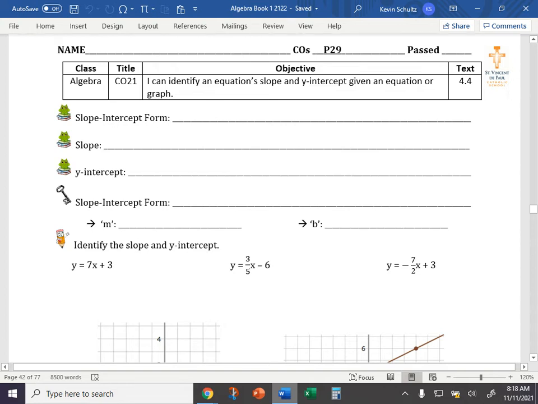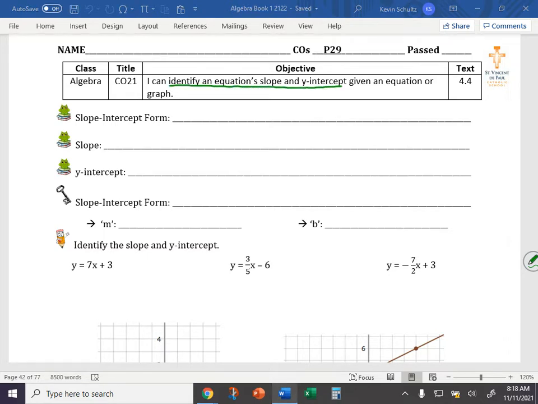Good day, algebra. Our objective today: yesterday we talked about slope. We were introduced to what slope is, rise over run, change in y over change in x, the slope formula, all that. Today we're going to identify an equation's slope and y-intercept when given an equation or a graph.